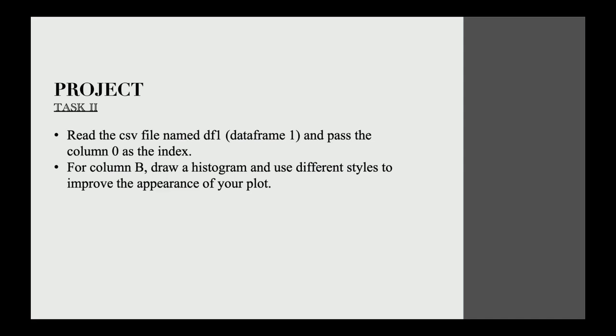The second task is to read the CSV file named DF1, that is data frame 1, and pass column 0 as the index while reading. For column B, draw a histogram and use different styles to improve the appearance of your plot. So this task is regarding style sheets.